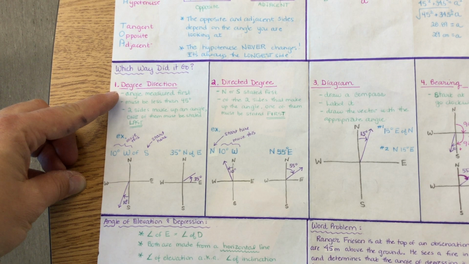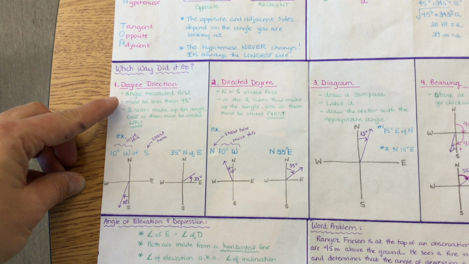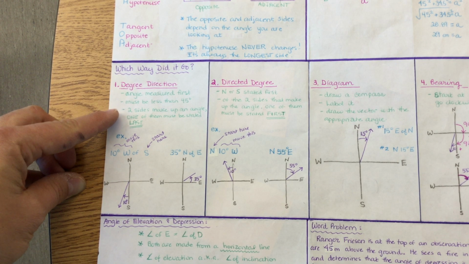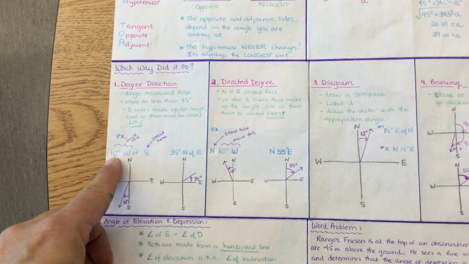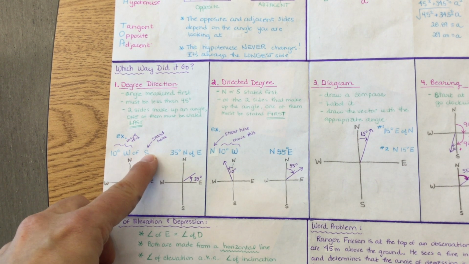Here the important thing is that the angle is measured first. It must be less than 45 degrees. So if it's greater than that, they know they have the wrong angle. And of the 2 sides that make up the angle, one of them has to be stated last. So the format is always degree, side of side.